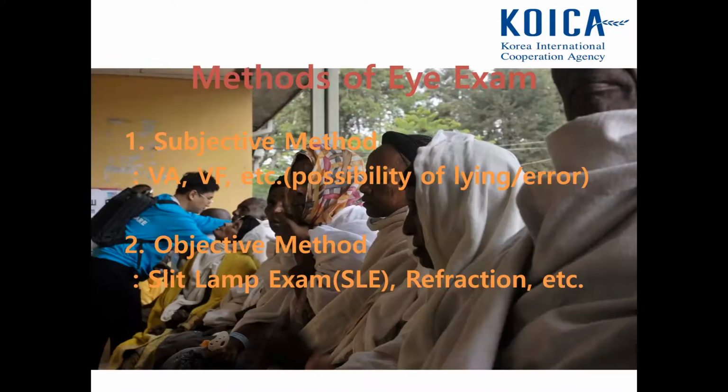We can separate the eye exam by how we measure them. The first is a subjective method. There are many exams checked by subjective opinion of patients, for example, visual acuity and visual field. These are very important and essential exams, but there are some possibilities of lying and errors because these results depend on the patient's answering and responding. The second is an objective method, which includes slit lamp exam and refraction and so on. These are done directly by ophthalmologists, optometrists and nurses, so there are low possibilities of errors or lying.